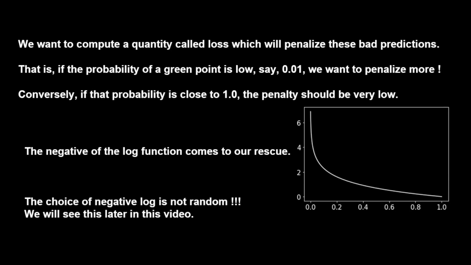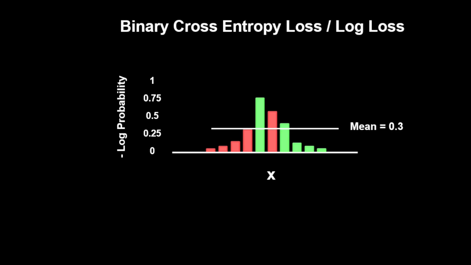Now let's see how we can use this in our case. The choice of negative log is not random, and we will see why later in this video. Applying the negative log function, we have this. We can see that the two bad predictions are now given a higher penalty, and if we take a mean of all these values, we obtain what is called the cross entropy loss. Since we have only two classes, it is also referred to as binary cross entropy loss, and since we use the log function, it is sometimes also referred to as the log loss.